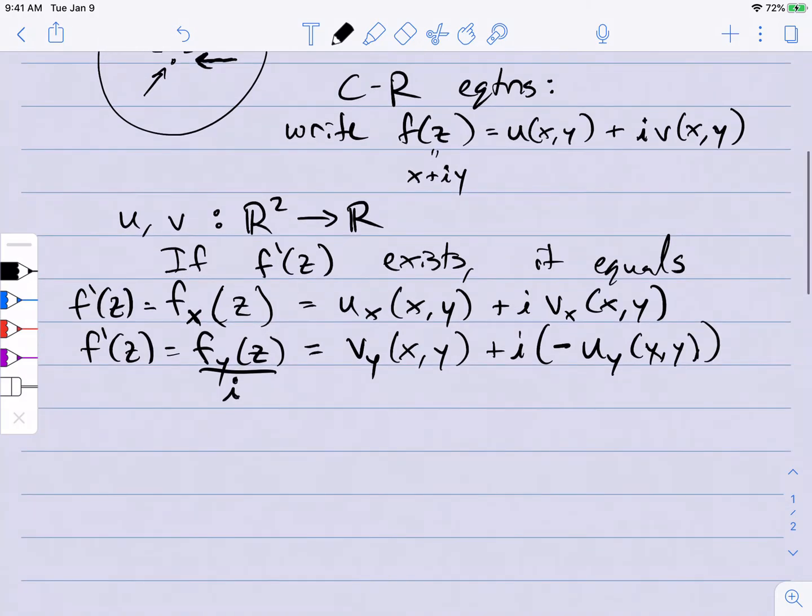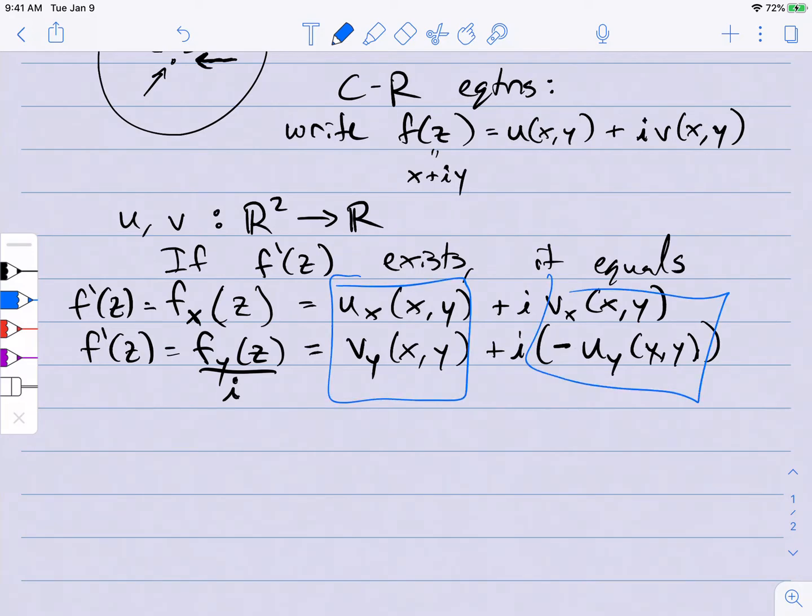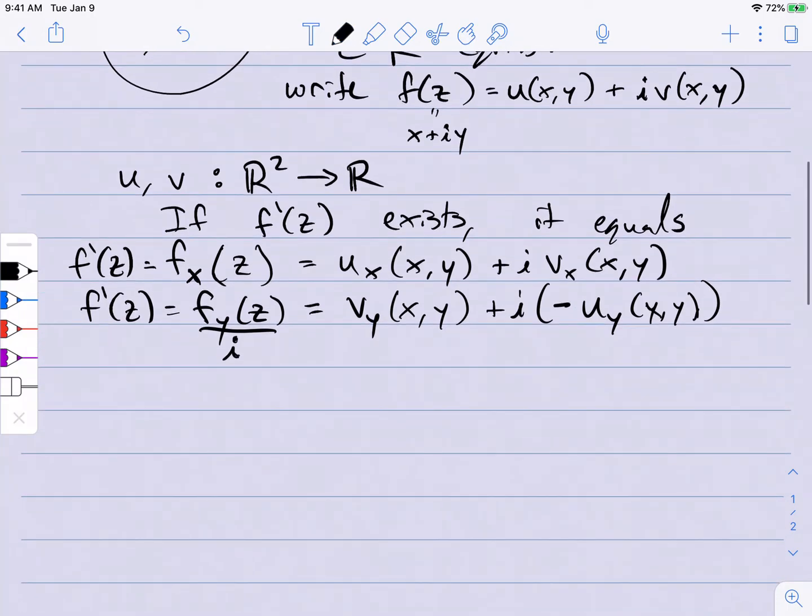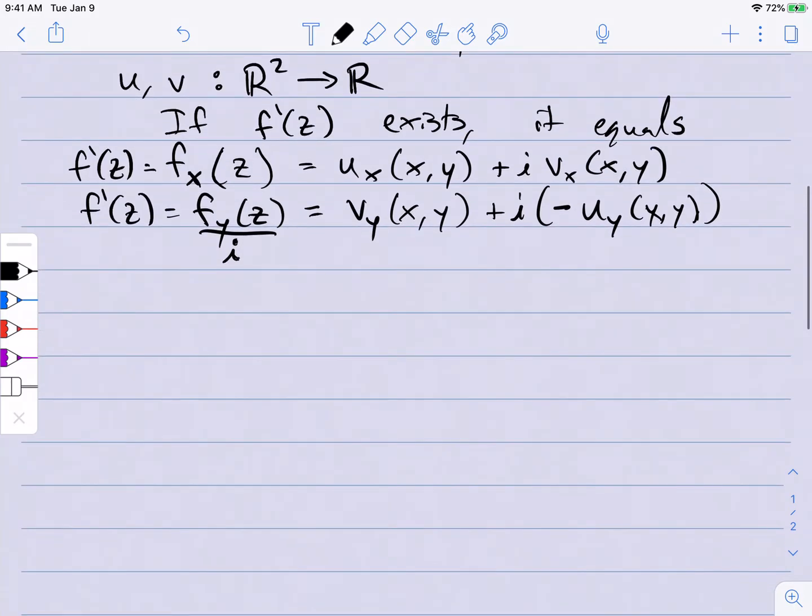And so what the Cauchy-Riemann equations say is that if the derivative exists, then both these expressions have to be the same expression. In particular, these two things are equal, and these two things are equal. And so we get some relation between the partial derivatives of u and v. Okay. So one sort of obvious implication of this is the following.